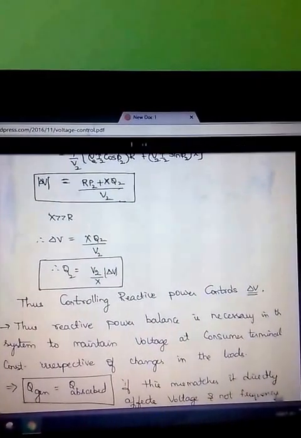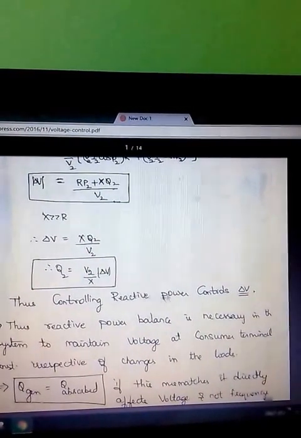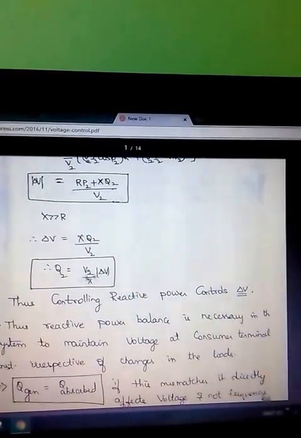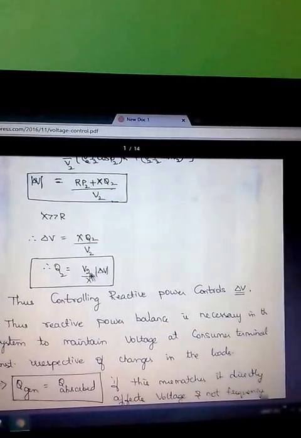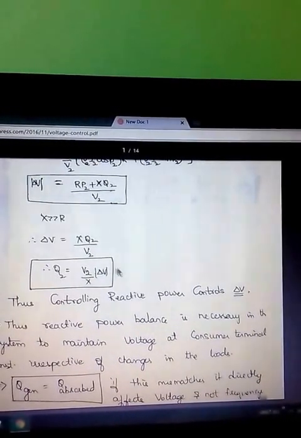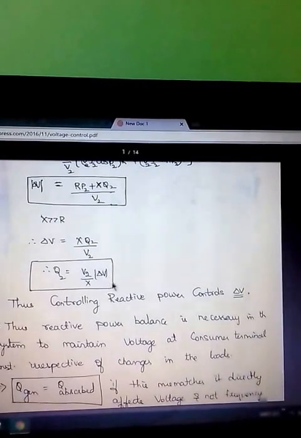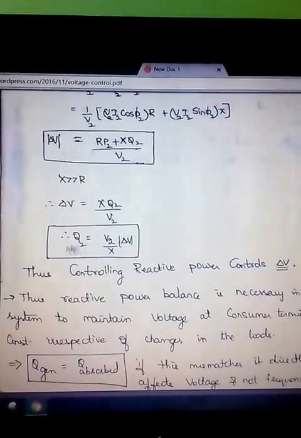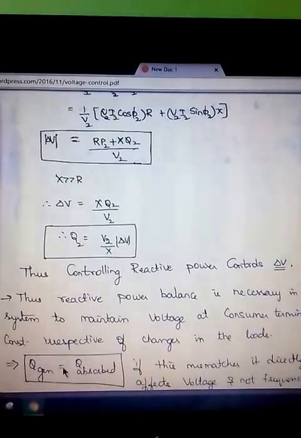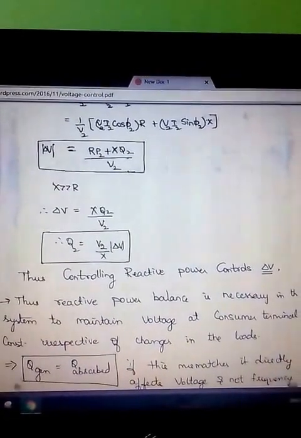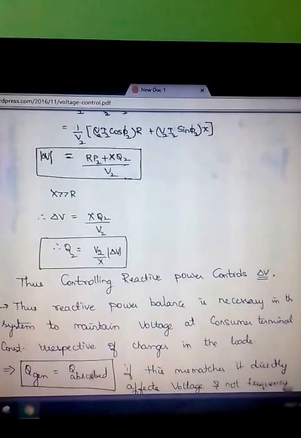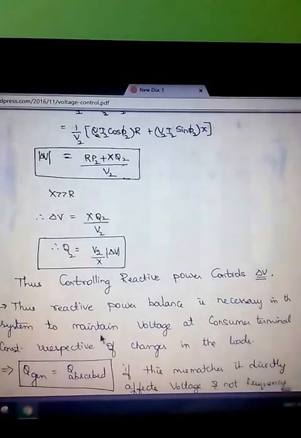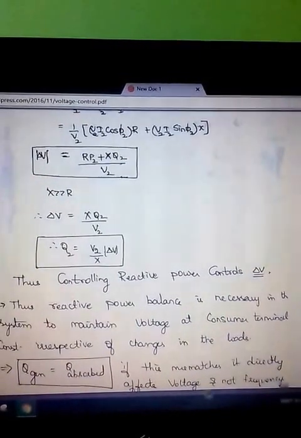You can see this is controlling reactive power through delta V. So if you vary this delta V, the reactive power will be controlled. This is the main concept. That is, we are varying the voltage delta V and my reactive power is changed. There is an equation which says generation must be equal to absorption. That is, the amount of reactive power generated in the system must be equal to the amount of reactive power absorbed. This mismatch affects the voltage and not the frequency.